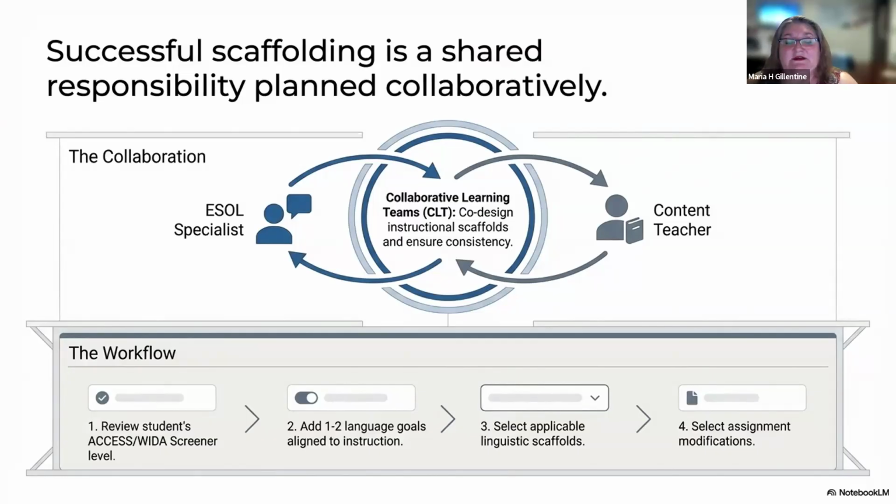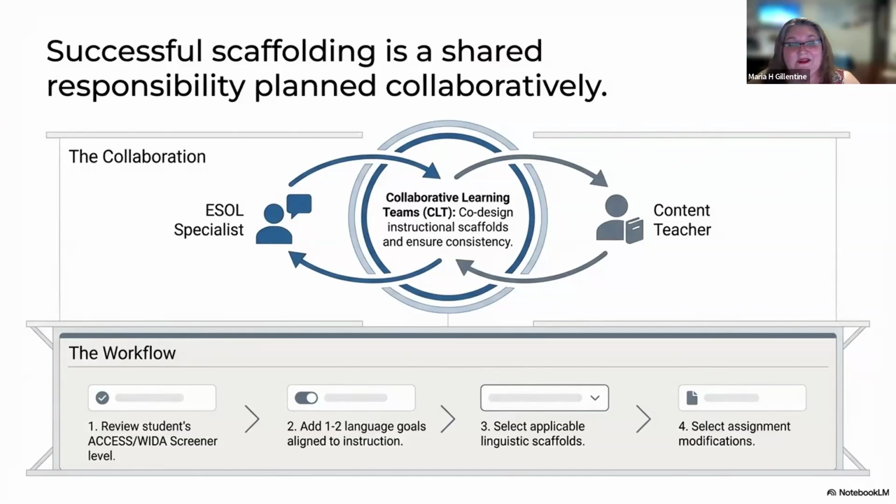Collaborative learning teams create opportunities to design instruction that is both academically rigorous and linguistically accessible. Through that collaboration, teachers can identify language demands, plan appropriate scaffolds, and ensure consistency across classrooms and content areas, and provide students with coherent instructional experiences. So a practical workflow is reviewing those access and WIDA screener dates.